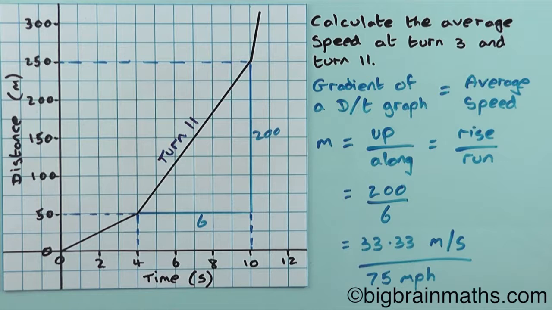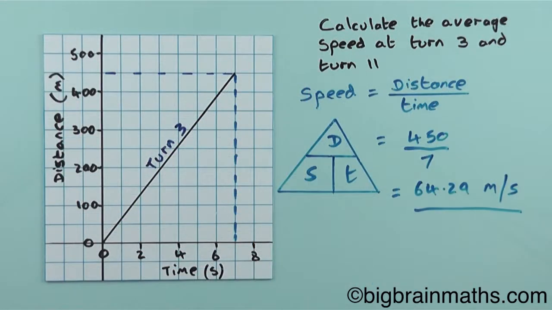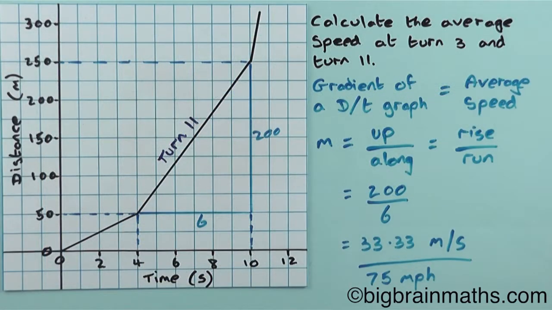So we've now learned two different methods to calculate the average speed from a distance time graph. The first method is by using the formula speed equals distance divided by time, and the second method was by working out the gradient of the line, because the gradient of a distance time graph equals the average speed.